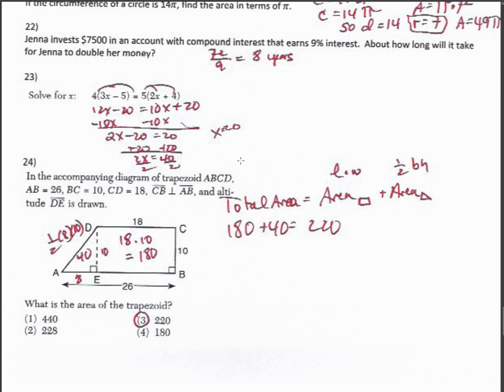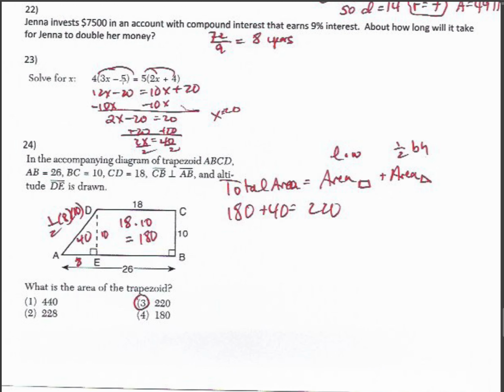Number 23, distribute the 4 and then distribute the 5 to both sides. So 4 times 3x is 12x, 4 times negative 5 is negative 20, 5 times 2x is 10x, 5 times 4 is 20. Subtracting 10x, I get 2x minus 20 is 20. Adding the 20, 2x is 40. Dividing by 2, x is 20. I think that's pretty straightforward after you distribute. Okay, so I think you should be pretty good on x is equal to 20.